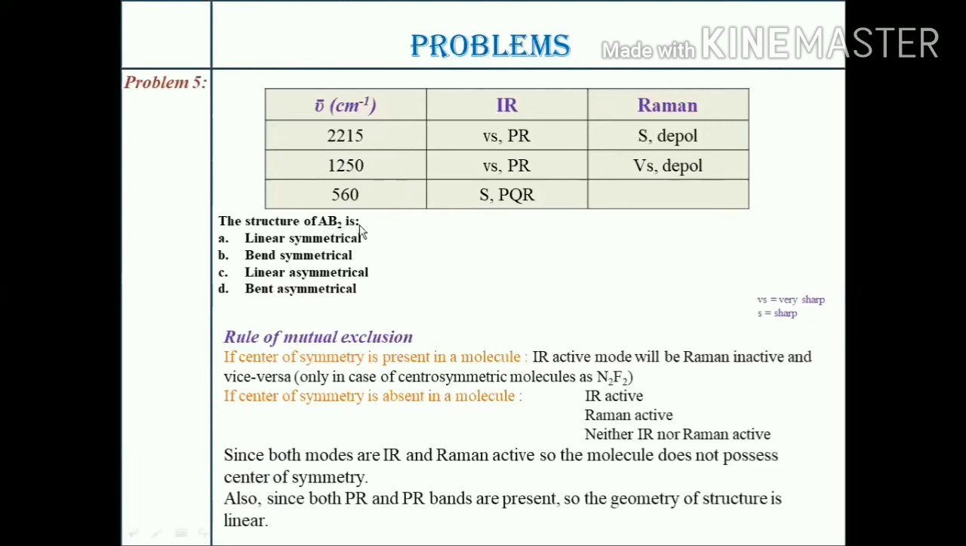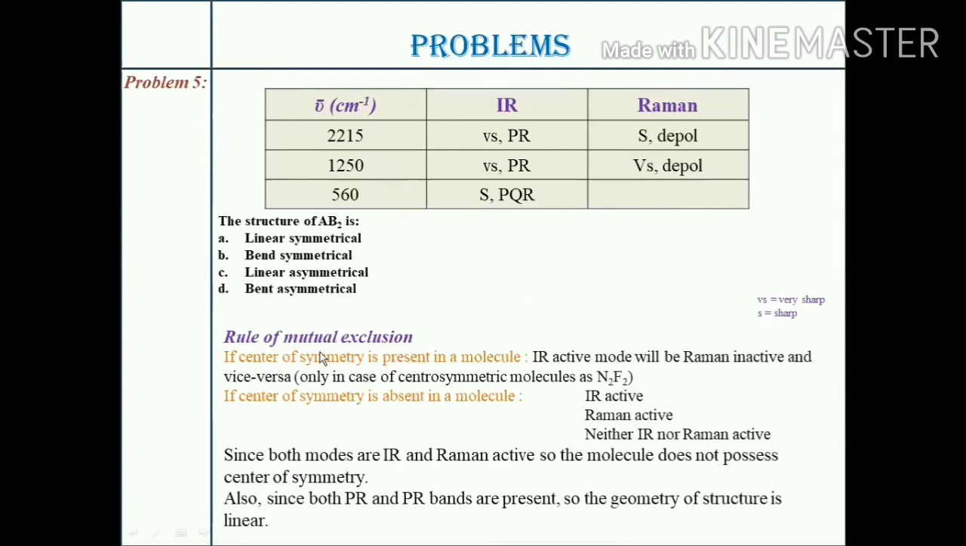The structure of the molecule is asked, whether it is linear symmetrical, bent symmetrical, linear asymmetrical, or bent asymmetrical. Now for such types of questions, there is an important rule, or let's say an important topic in Raman spectroscopy, that is the rule of mutual exclusion. What does this rule of mutual exclusion consist of? We'll discuss only a crisp part of this exclusion rule that will be sufficient for solving such kinds of numericals.